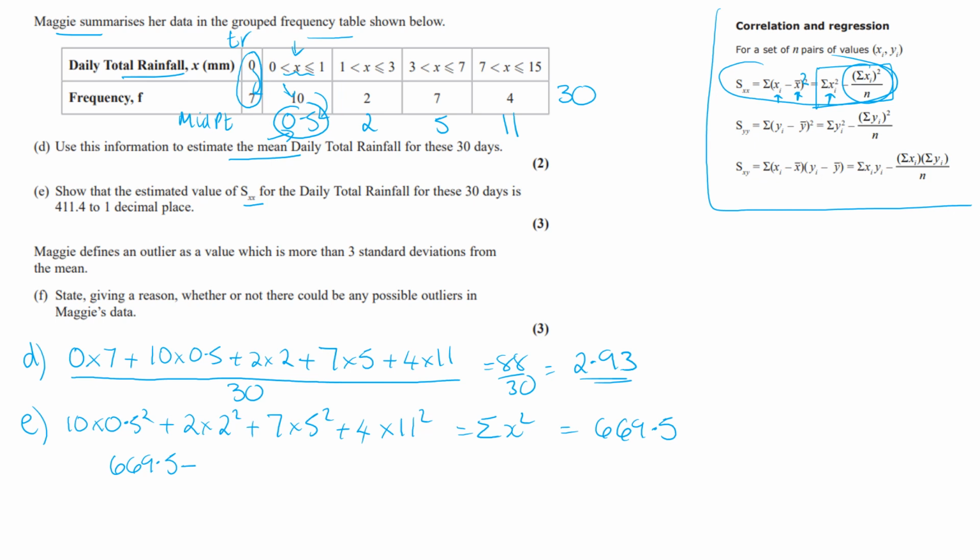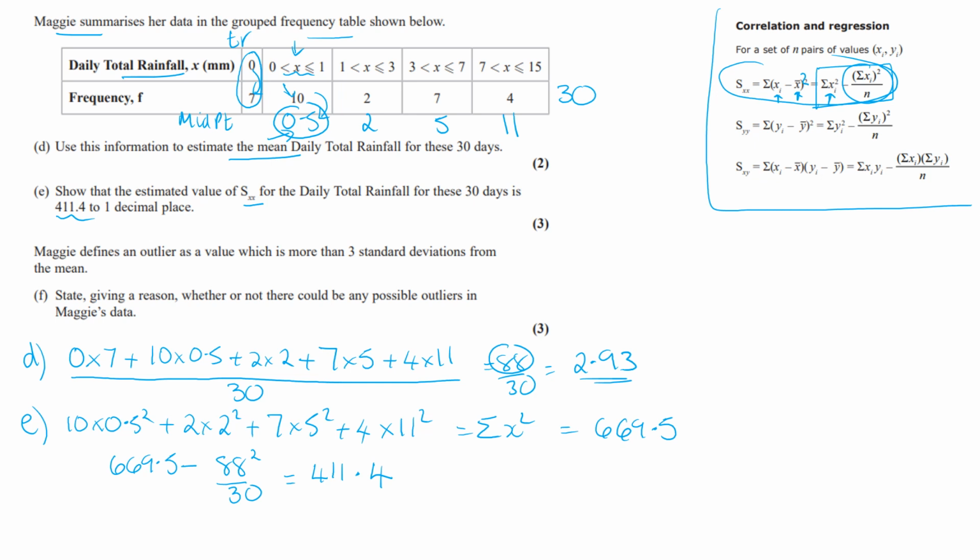And then for the rest of the calculation, we need to do 669.5 take away, and this bit here is the sum of the x's all squared. Well, the sum of the x's was our 88, so it's 88 squared over 30, and that on your calculator does come to the 411.4.